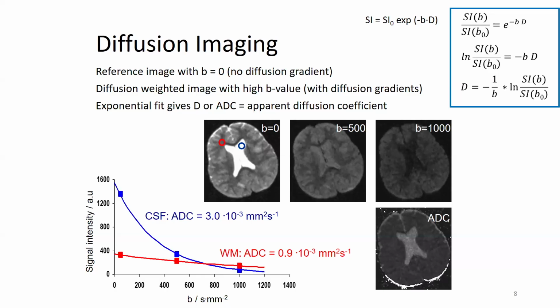Oh, yeah, it's a very good question. So this ADC is already based on B0 and B500 and B1000. So the steepness of this curve is this ADC. If I have only the B0 and the B500, I would be able to calculate the ADC. If I have only B0 and the B1000, I would be able to calculate the ADC. You can see here the D, or the ADC, is just 1 over B times the ratio of these two signal intensities.